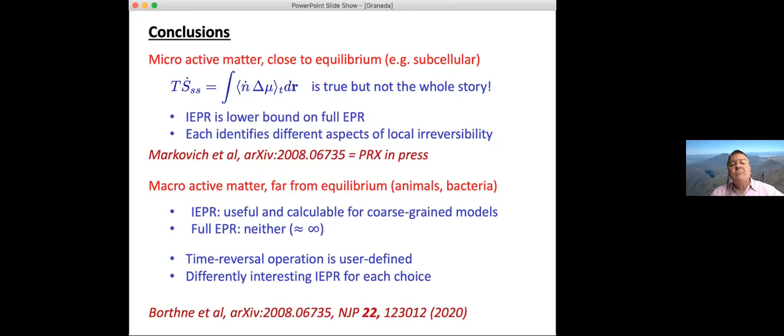Whereas in such a system, say sheep, goat, phase separation, any attempt to calculate the full entropy production is not only doomed, it's misguided, because it doesn't tell me anything interesting about the behavior of sheep and goats at the scale of their phase separation. The time reversal operation in this case becomes user-defined, and differently interesting outcomes arise for each of the choices I might make. Thank you very much for your attention.